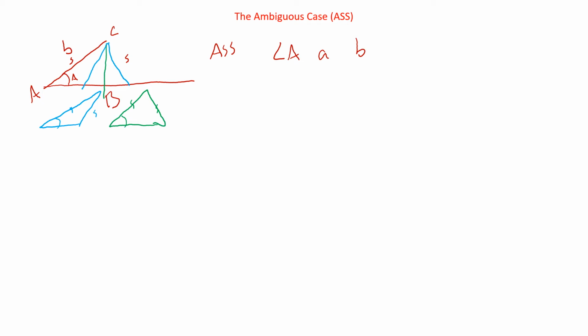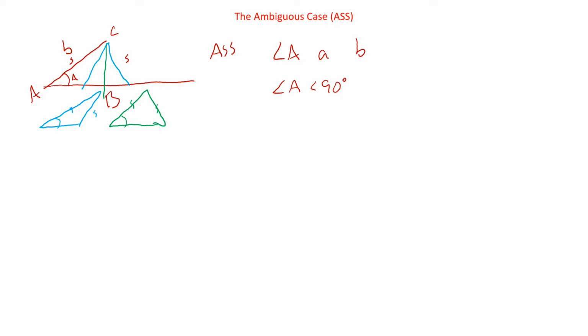Angle A has to be acute. In fact, it has to be fairly small. It can't be too big. But angle A definitely has to be less than 90 degrees, and generally speaking, significantly less than 90 degrees. It's usually 30 or even less than that.